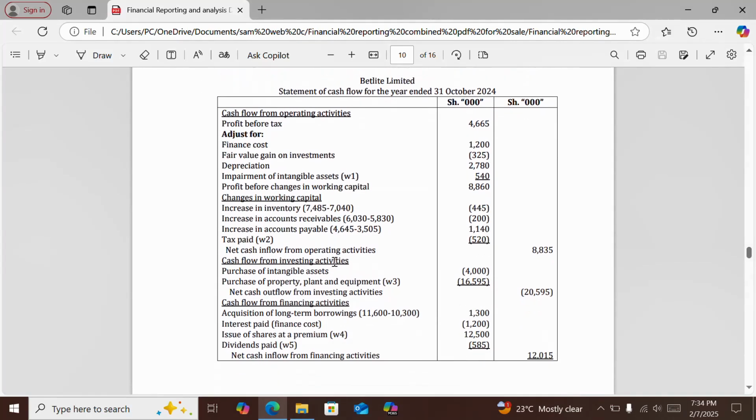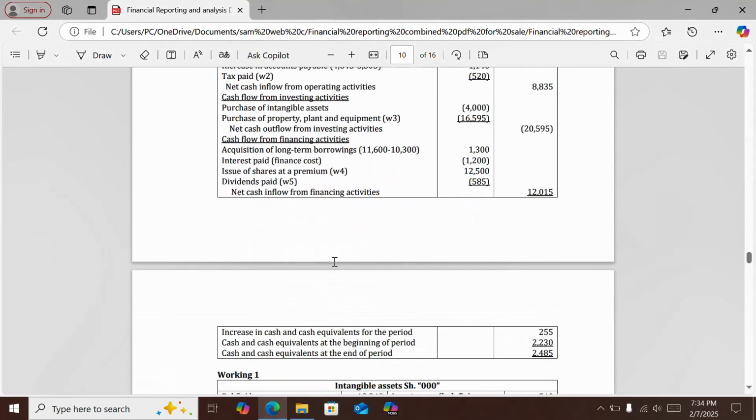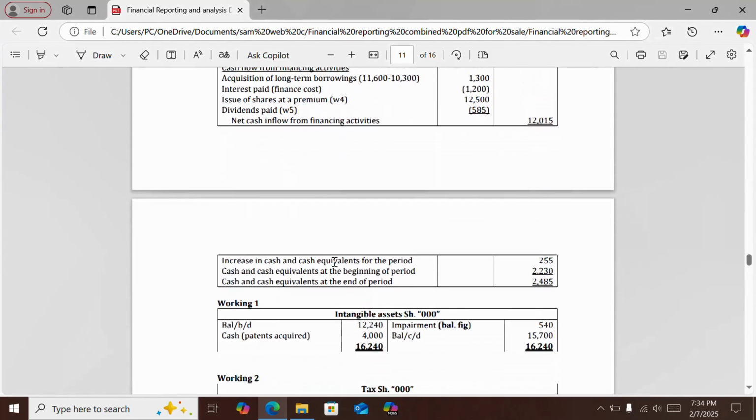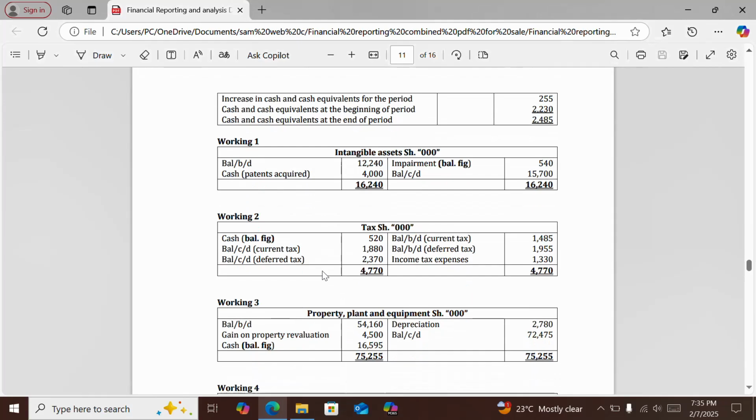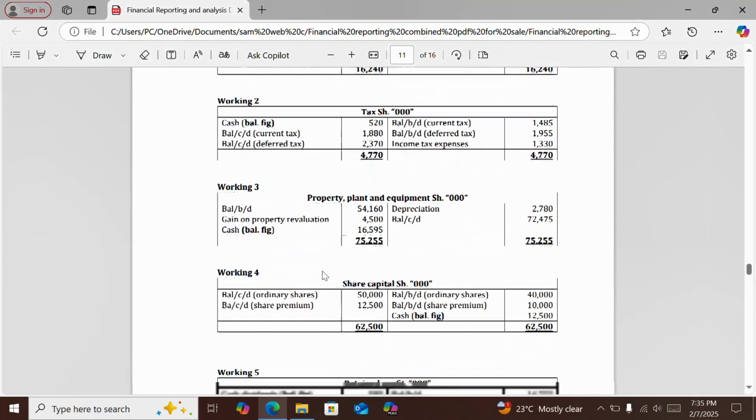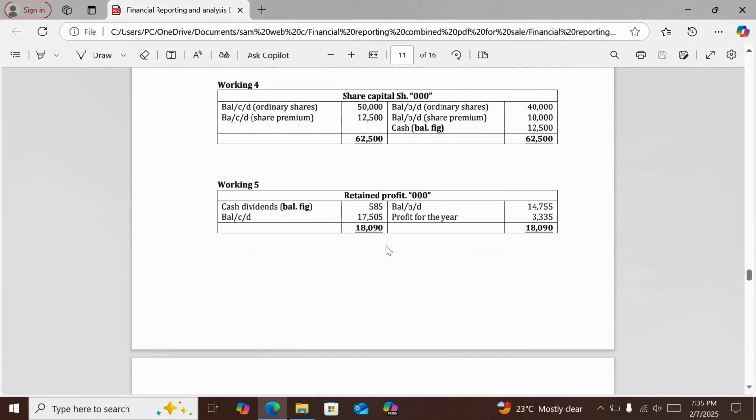So this is a statement of cash flow. Then it has some workings. We have working one for the intangible asset. This is a computation of the impairment. Then working two, this is tax. Working three, working four, working five. Working five is for retained profit. This is how you get the dividend paid.